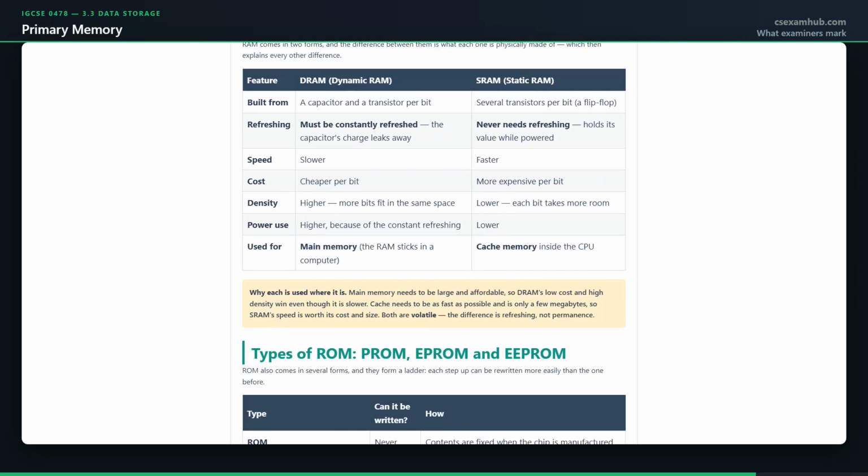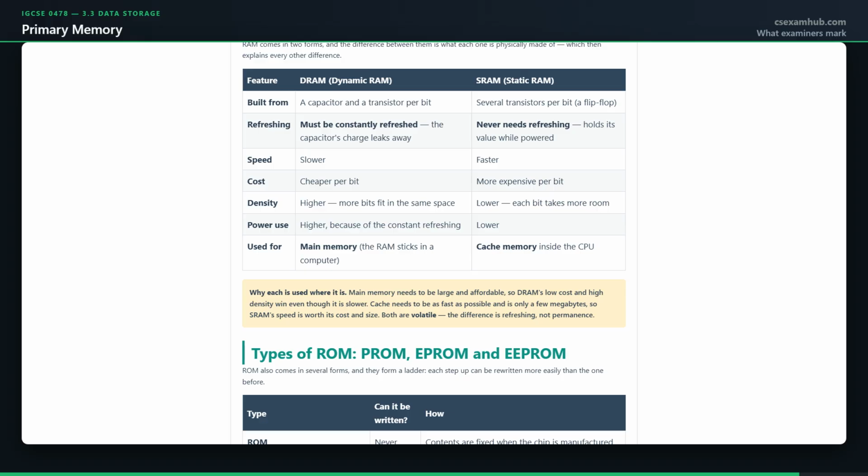4 things to take into the exam. First, RAM is volatile and ROM is non-volatile, the single most repeated 1-mark question in this section. Second, DRAM must be constantly refreshed and SRAM does not. SRAM is faster and more expensive, which is why cache is SRAM and main memory is DRAM. Say which is used where, because that is usually the second mark.